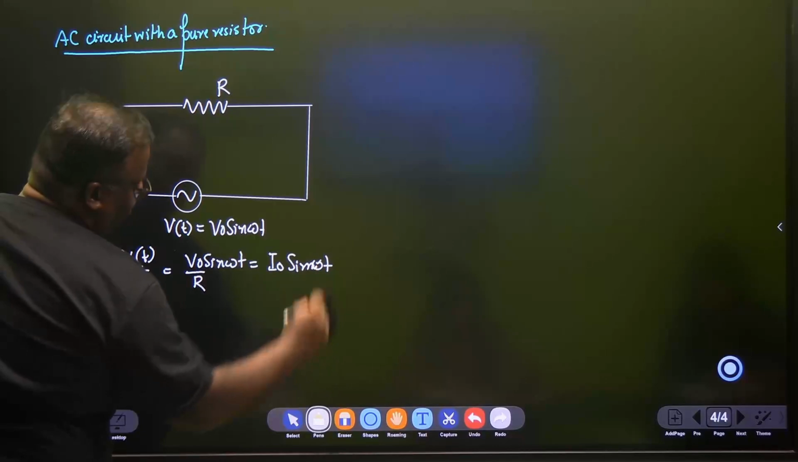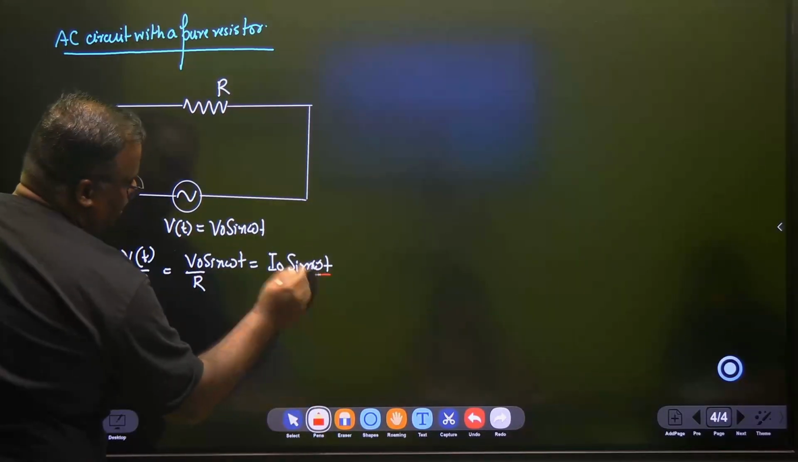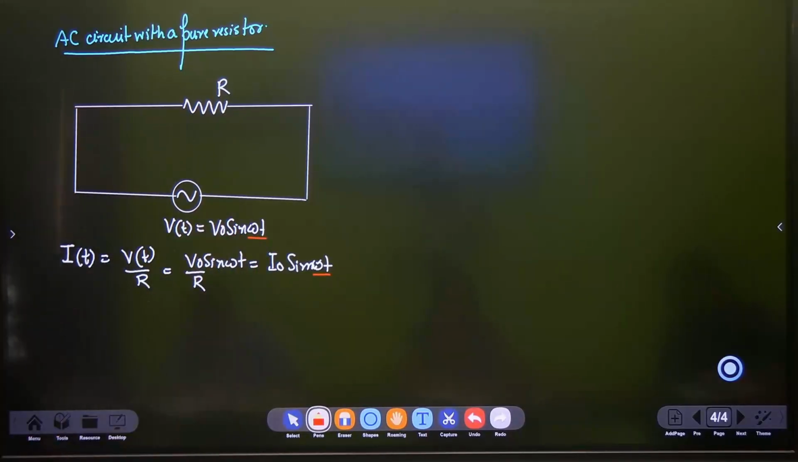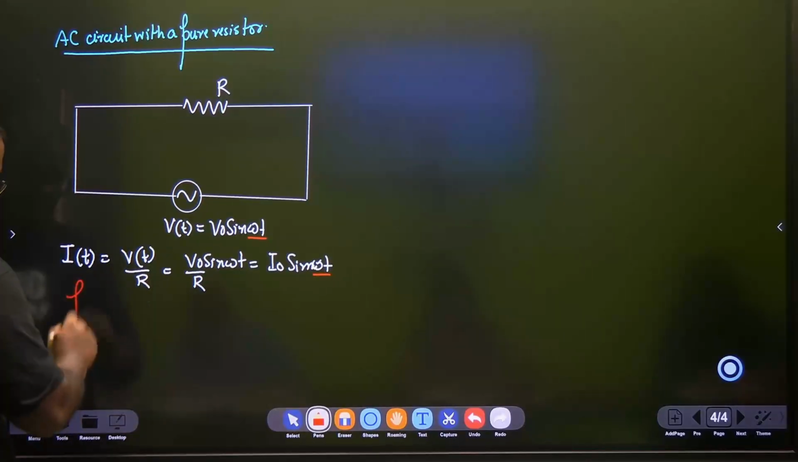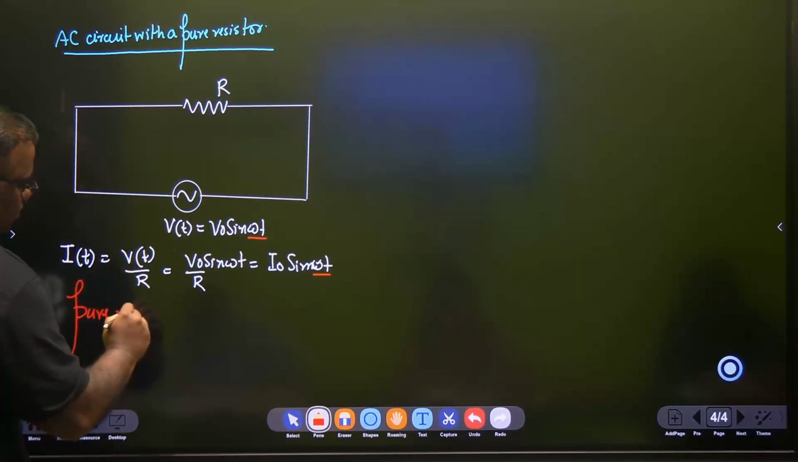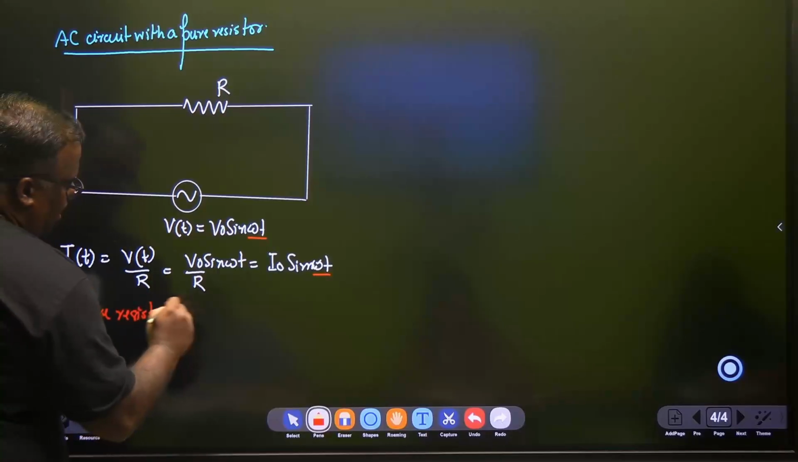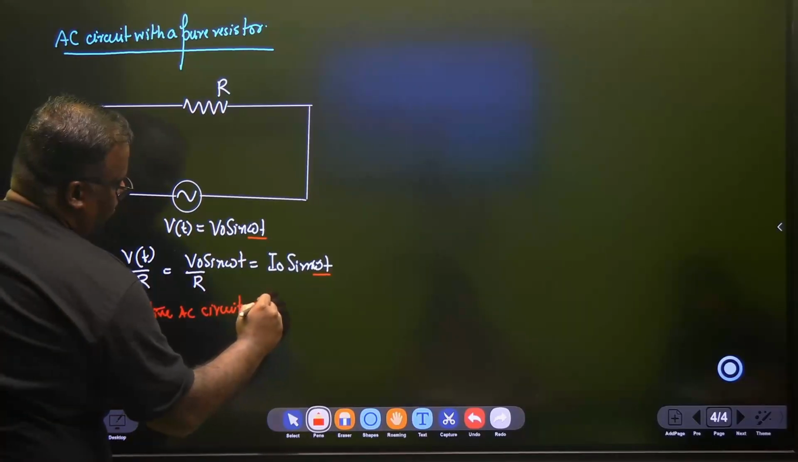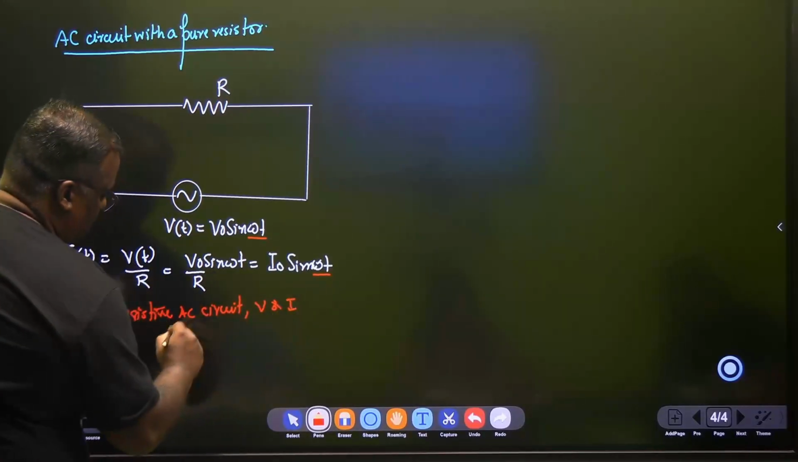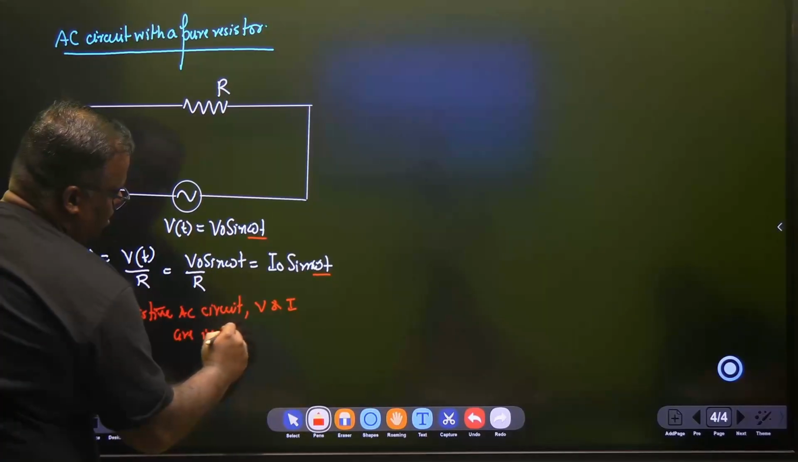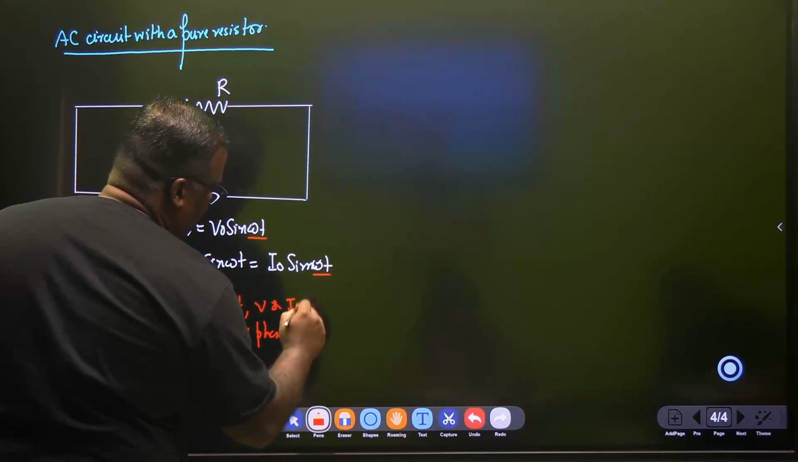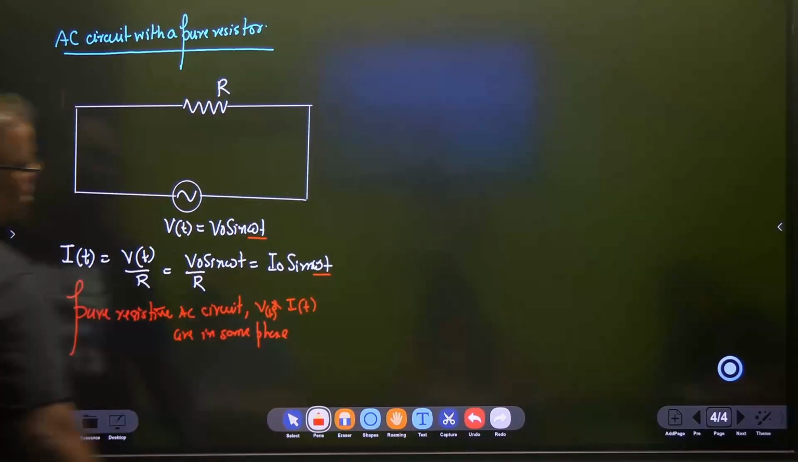So children, what you should write now here is that in a pure resistive circuit, the voltage and the current do not have any phase difference. They are in the same phase. So in a pure resistive AC circuit, voltage and current are in the same phase. And I would rather say instantaneous voltage and instantaneous current.